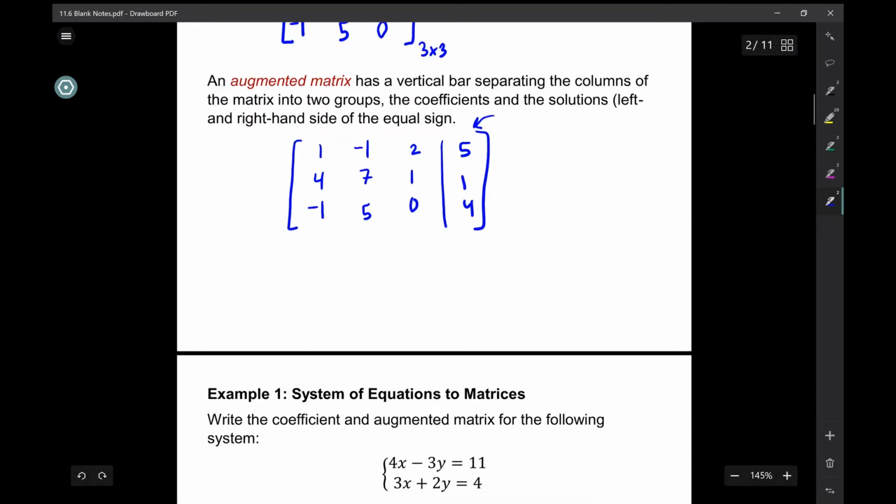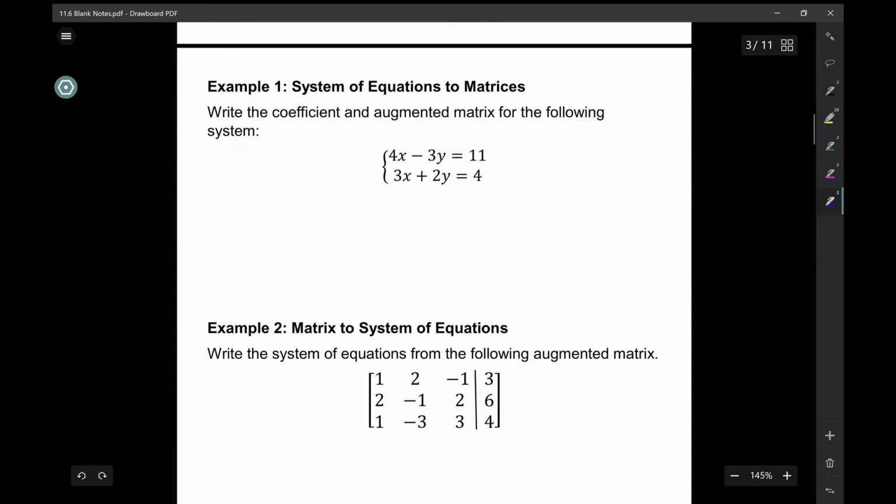All right, let's go ahead and practice this. Look at this example and just write the augmented matrix down for the following system. Pause the video and write down your augmented matrix. All right, so we write the coefficients on x first, 4 and 3. The coefficients on y, -3 and 2, our bar, and then 11 and 4.